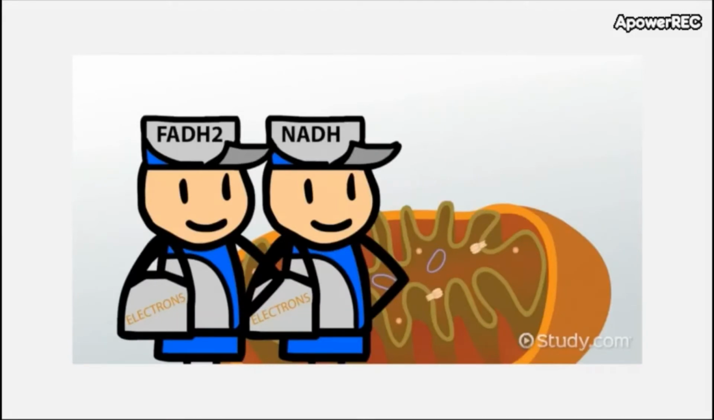It does so by using 2 molecules called FADH2 and NADH. And you can think of them as electron carriers. So they can move electrons from one molecule to another. When they are in their forms called FADH2 and NADH, they have the extra electrons. So this is when they're on the job, so to speak.